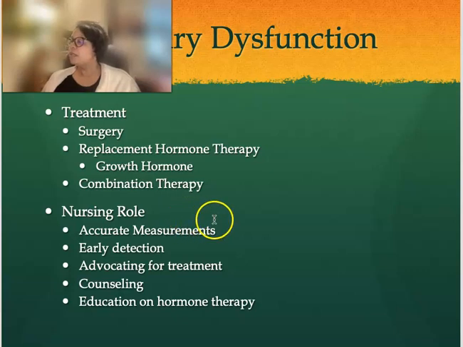The nursing role is, basically, we have to be very careful about our measurements. We have to have early detection and screening. We need to advocate sometimes for treatment instead of allowing people just to label kids. And then counseling is really involved. I mean, hormones can really mess up your system, and there's a lot of things that can happen. And I'll share in class some of the things that I've come across.